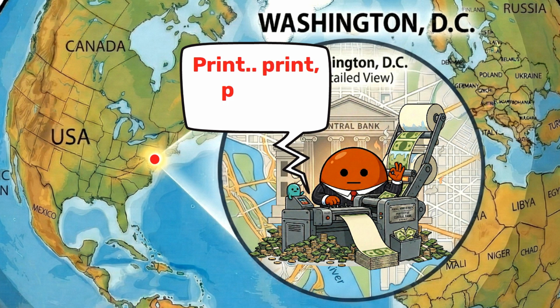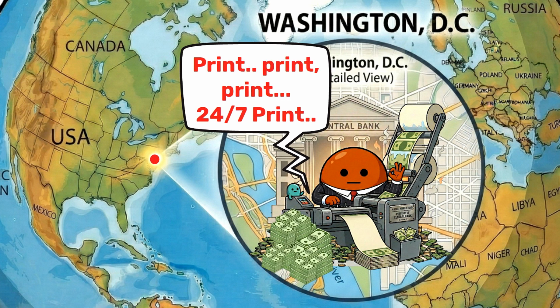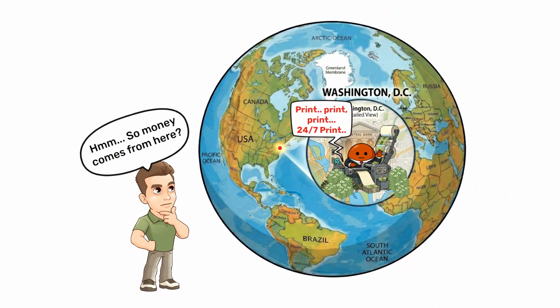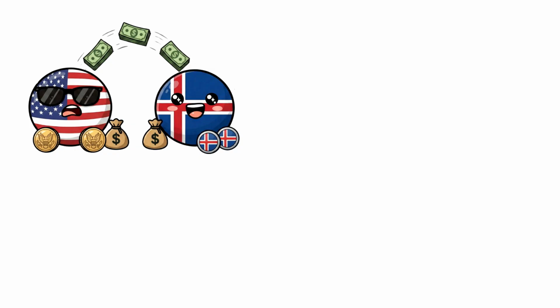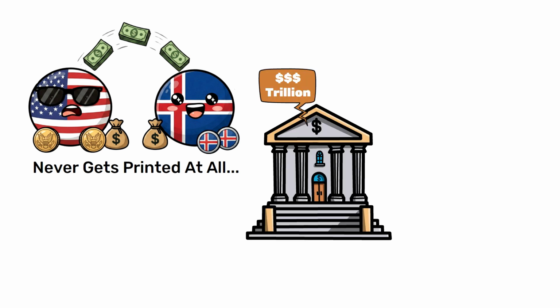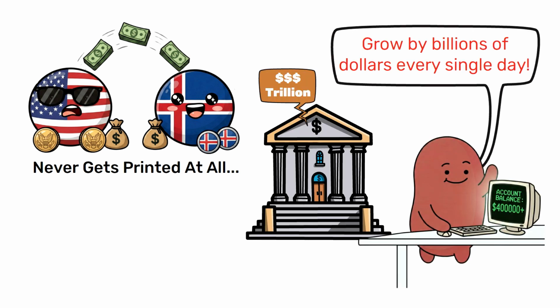Every hour, a government facility in Washington, D.C. turns blank paper into U.S. dollars. The machines run nearly nonstop, pumping out hundreds of millions of dollars in cash. It looks like this is where money is born, but that's the sideshow. Physical cash is only a tiny portion of all existing dollars. The real money, the trillions that actually move through the economy, never gets printed at all. It lives as numbers inside bank servers, and those numbers grow by billions of dollars every single day.